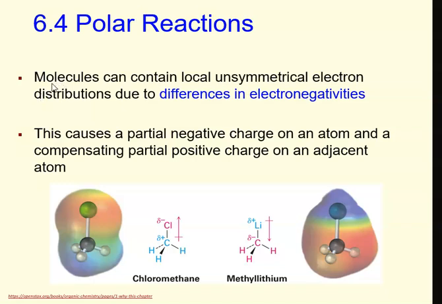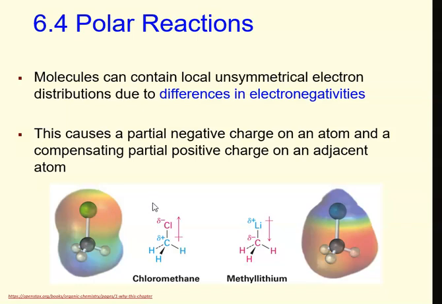Polar reactions occur because of electrical attraction between a positively polarized center and a negatively polarized center. We can look at that on the functional groups of molecules. For example, this is a carbon-chlorine alkyl halide. There is a positively charged carbon center and a negatively charged chlorine center, right?